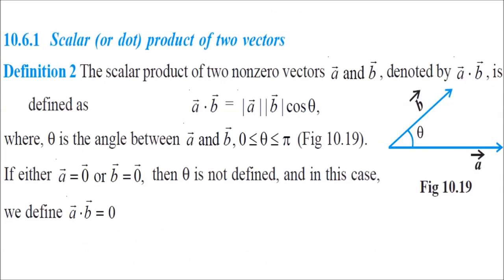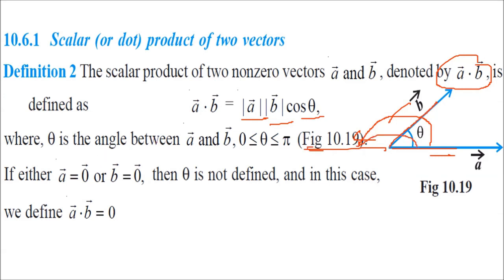So the first is the scalar or dot product of two vectors. What this says is, if this is a vector A, this is a vector B, then the scalar product of two non-zero vectors A and B is denoted by A dot B, and this is given by the magnitude of A, magnitude of B, cos theta. See, the theta is the angle between A and B. It goes from 0 to pi, 180 degrees.